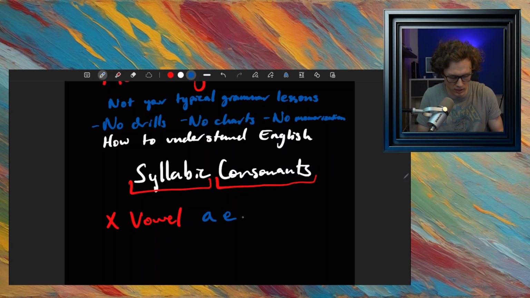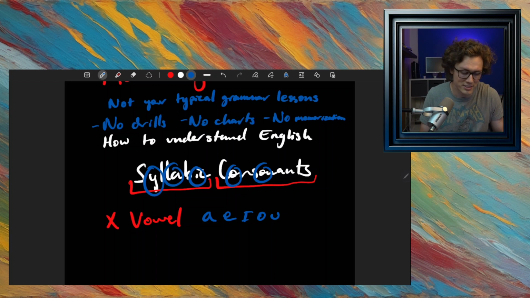So A, E, I, O, and U are the written vowels, but when you write them out, you often get different vowel sounds, right? So if we look at the word syllabic consonants, we have the I in syl, the I in lab, the O in con, the A in so, and actually there's an I in nants there. So those are our vowel sounds. It's a little different than written vowels.